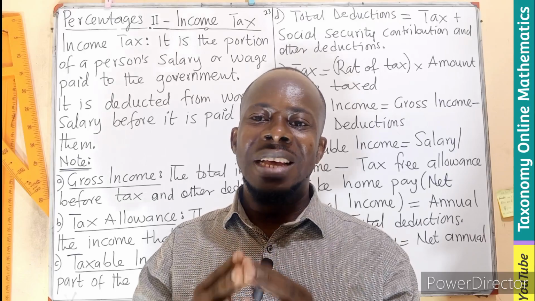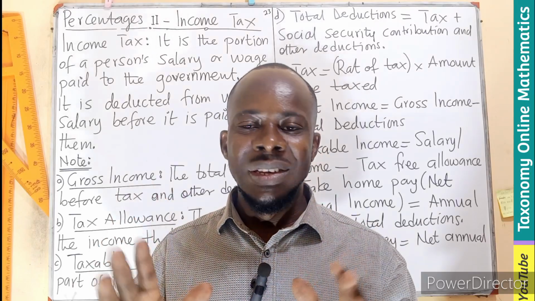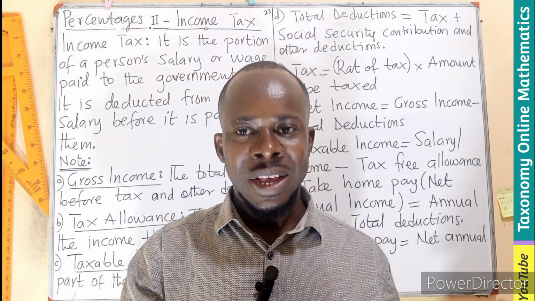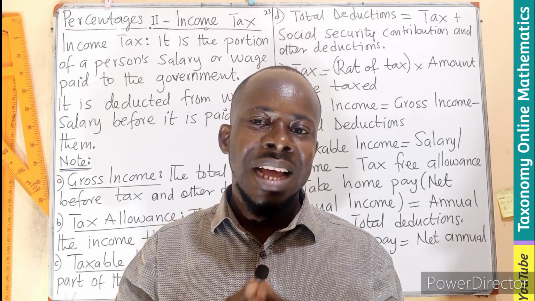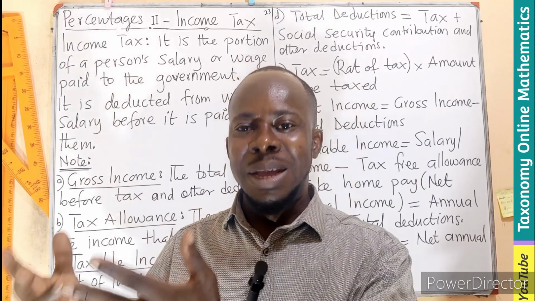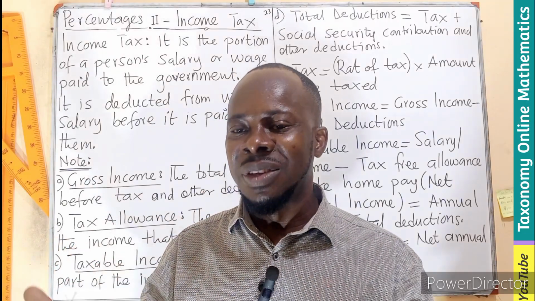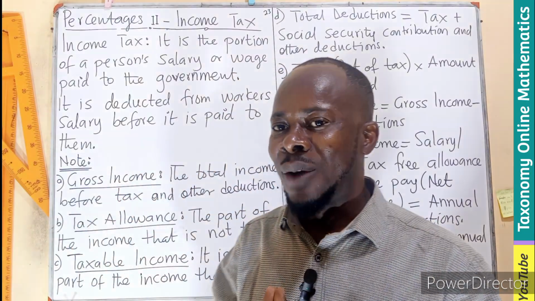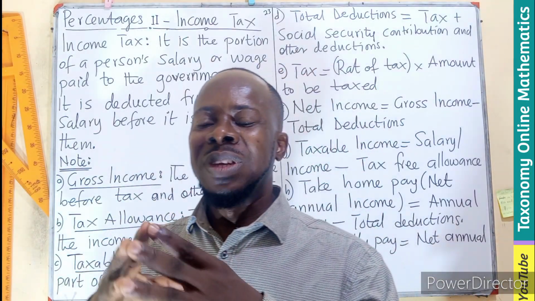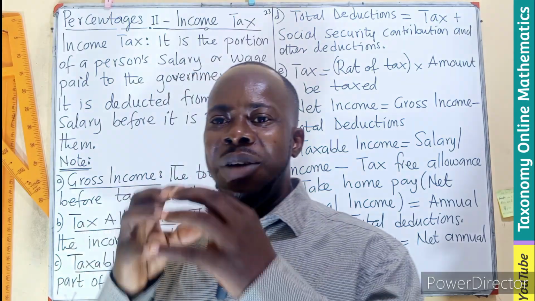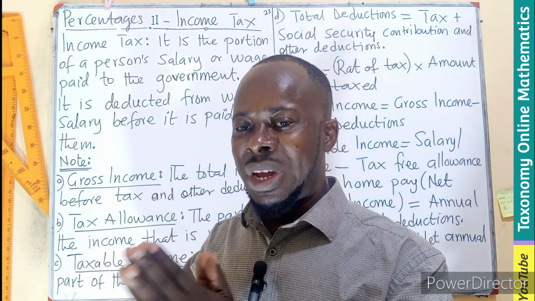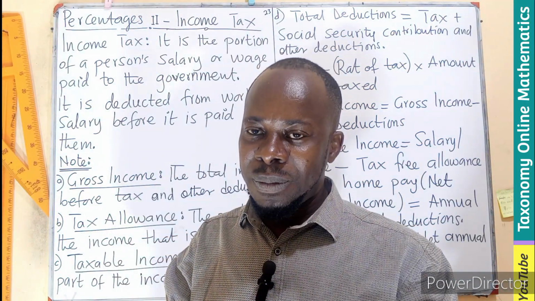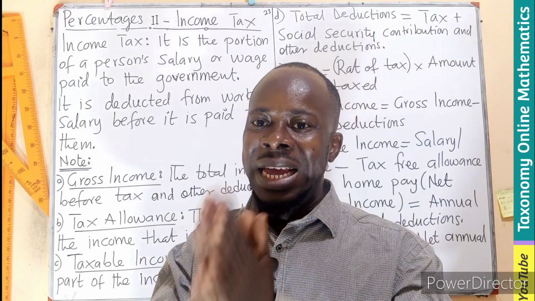The income tax is calculated on salaries and wages of workers, whilst the value added tax is calculated on items, or per se goods and services, if I may put it that way. So the income tax we are going to discuss is the tax that every worker pays to the government on their salary. That is what we call the income tax.